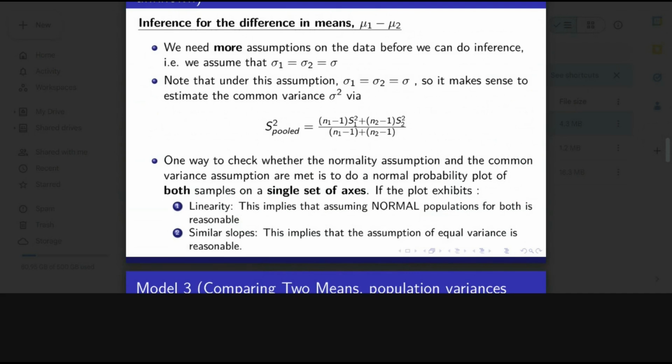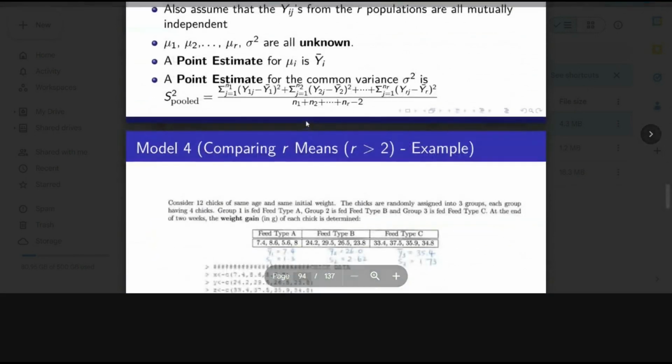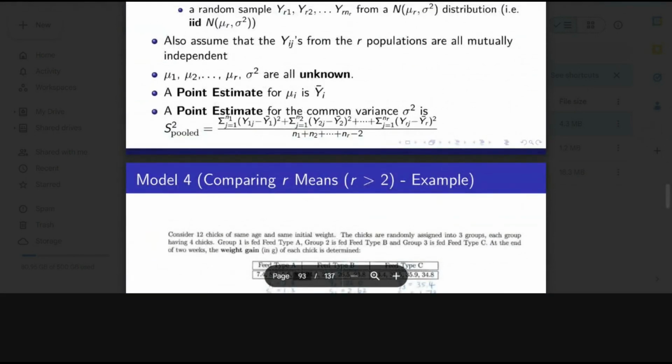We just continue adding (R minus 1) times S_R squared over N_R minus 1. Exactly. Good. The reason I do that is I want you all to be able to see things more intuitively, and here it is. You see the previous formula only stopped here, right? Now it goes on.